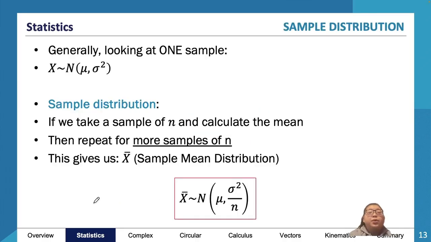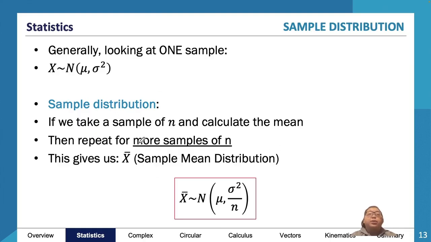Great. So let's talk about sample distributions now. Generally, if we look at one sample, X is normally distributed by mu and standard deviation squared, or variance. If we want the sample distribution, we can take a sample of n and then calculate the mean, and then repeat for more samples of n. This will give us a sample mean distribution.